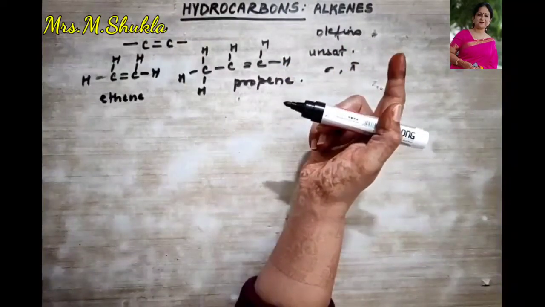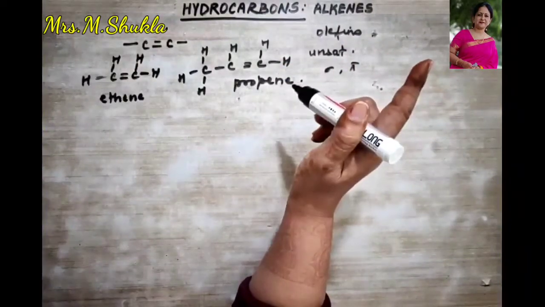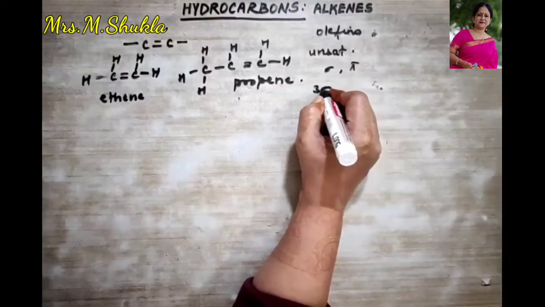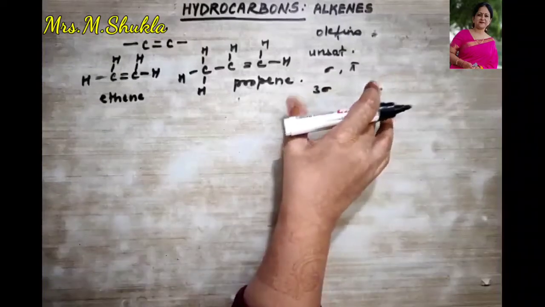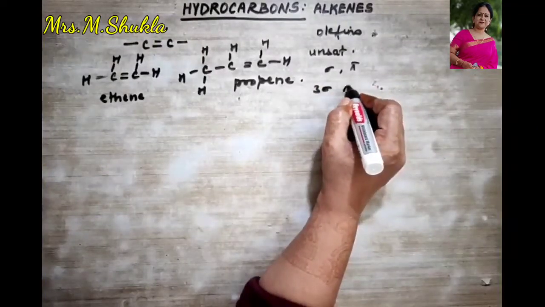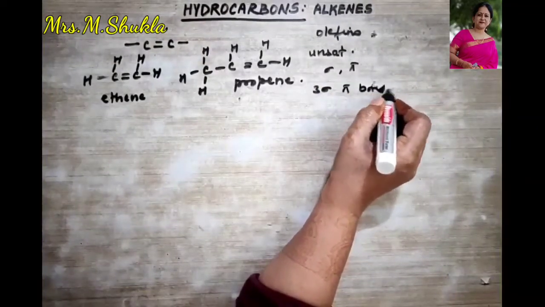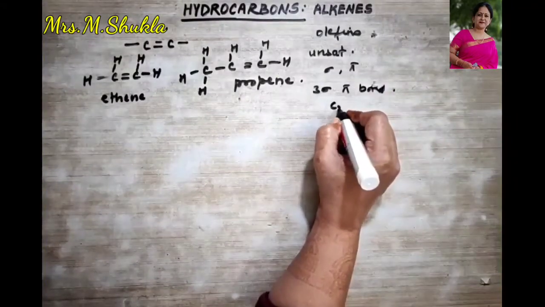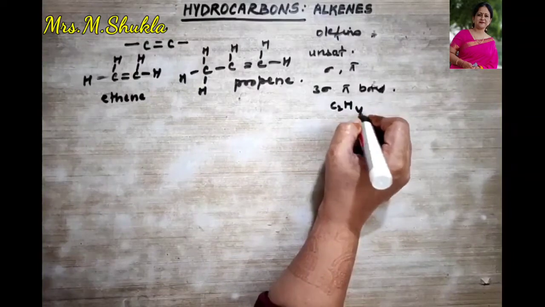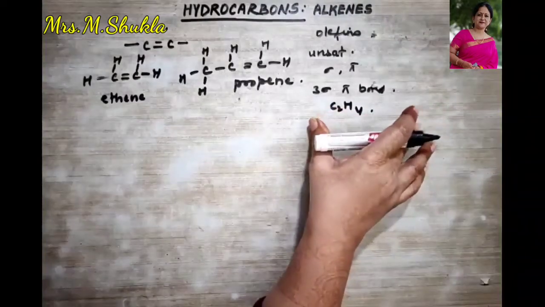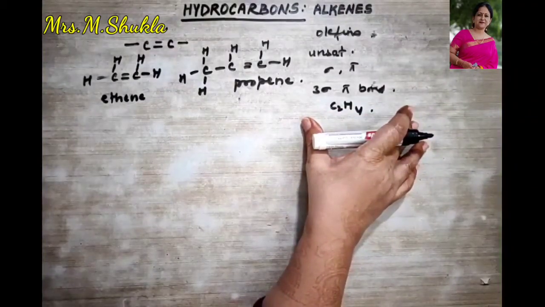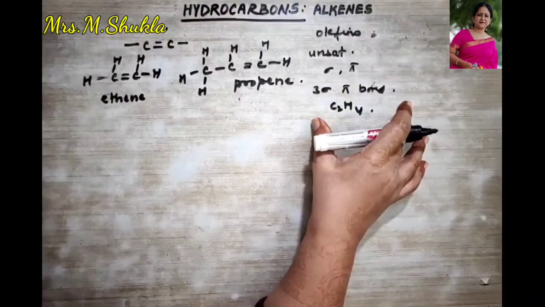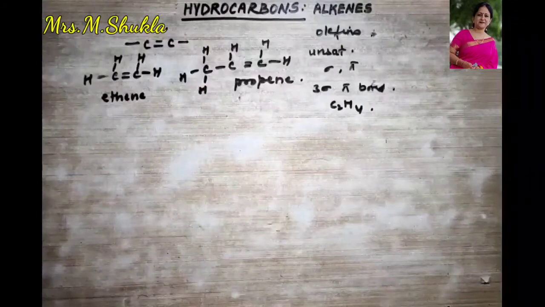That is, the tetravalency of each carbon atom is satisfied by 3 sigma bonds and a pi bond in an example of ethene, right? That is C2H4. I hope this is clear. Now, to show you the structure or the formation of ethene, let us observe this.